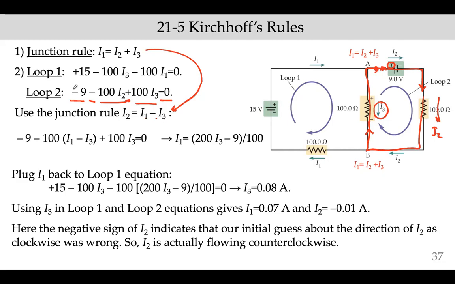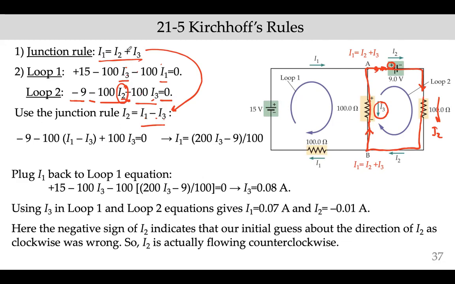Now, if you look at the loop 1 equation and loop 2 equation, we have I1, I3, and I2. So we have 3 variables here. But by using the junction rule, we can get rid of one of the variables. For example, we can get rid of I2. If I write it in terms of I1 and I3, I would have 2 equations and 2 unknowns, I1 and I3.